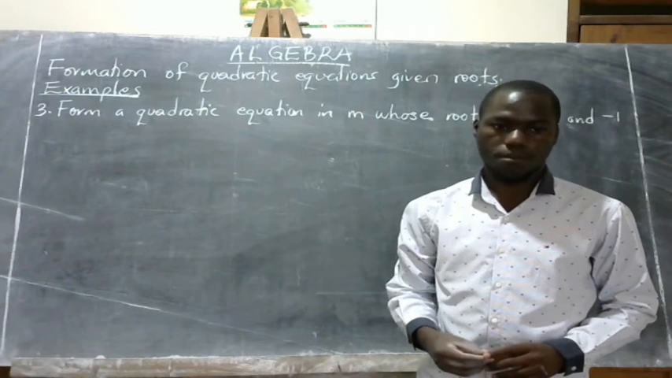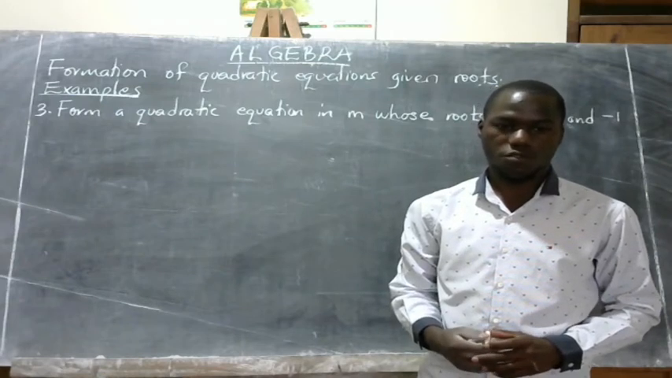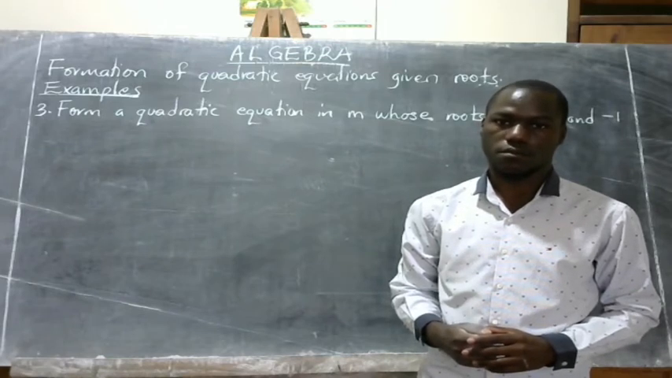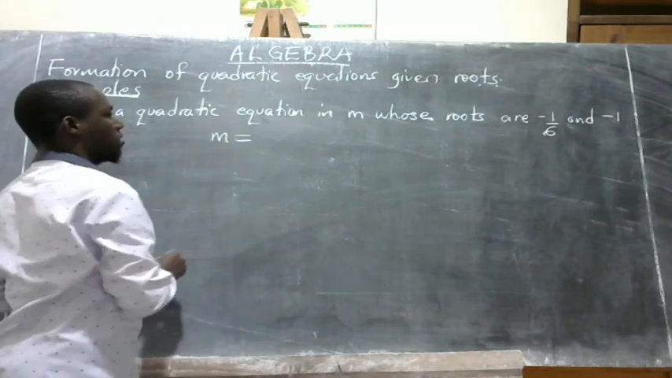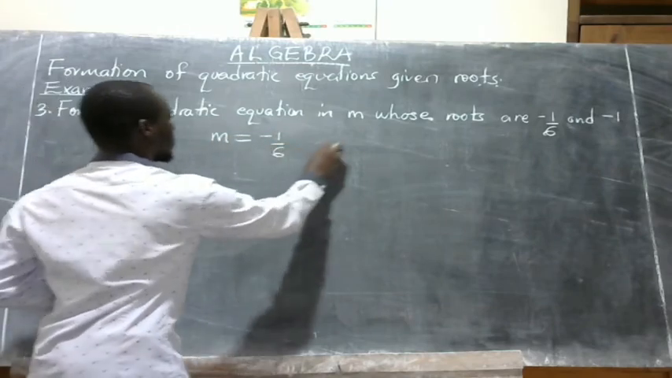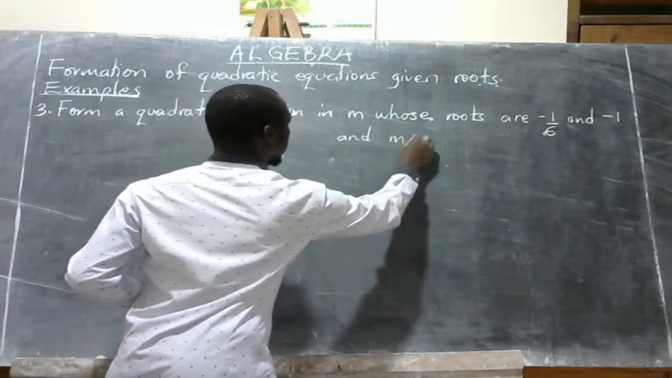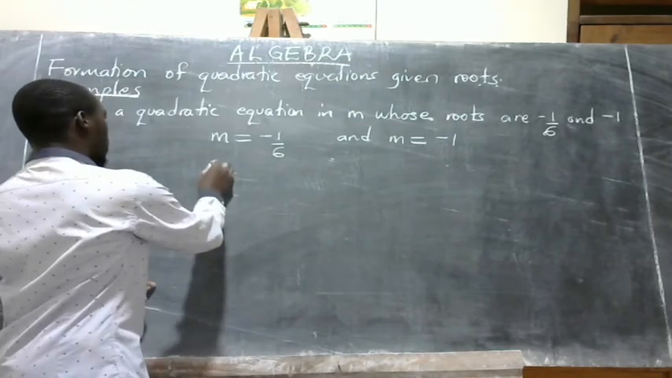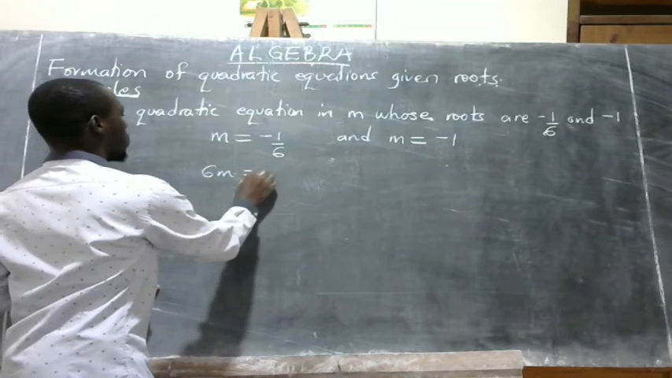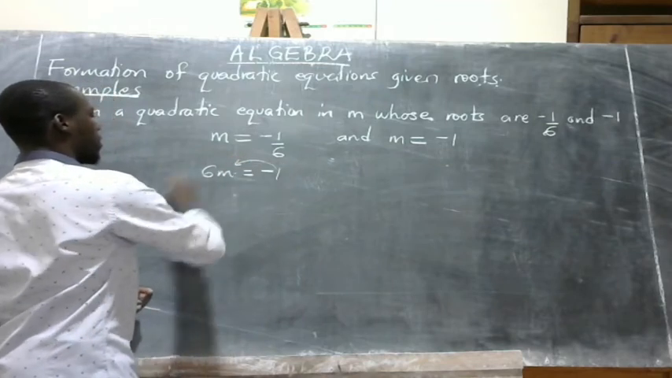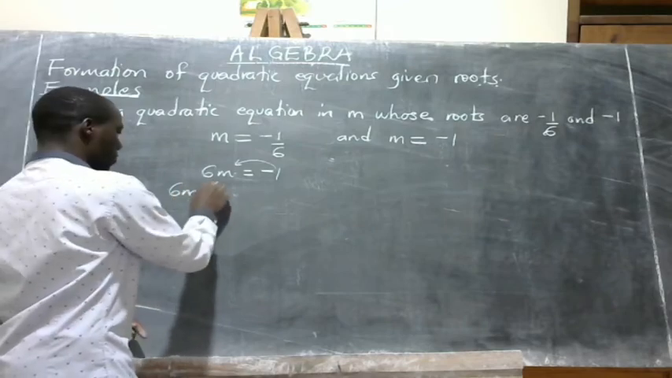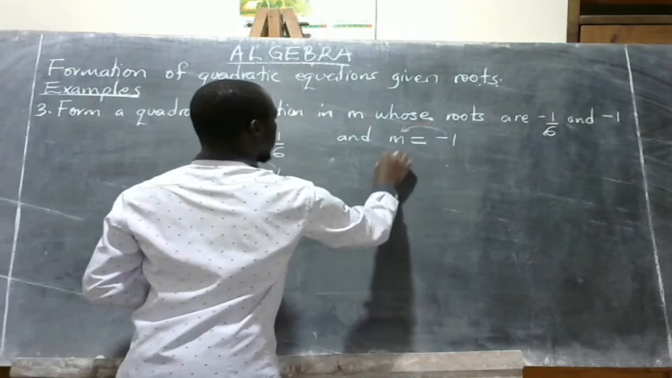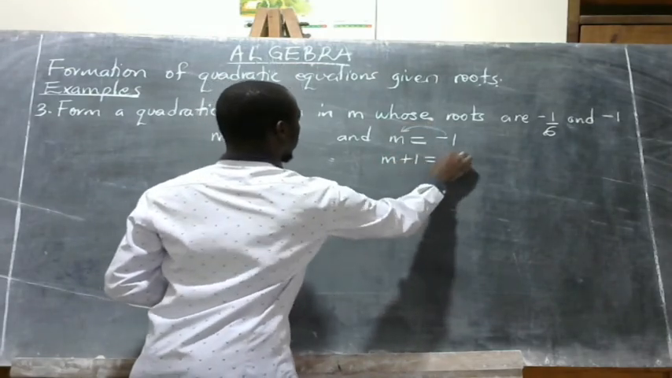Example 3. Form a quadratic equation in m whose roots are negative 1 all over 6 and negative 1. So m is equal to negative 1 all over 6, and another solution is negative 1. Here, first eliminating the fraction by cross multiplying, this is 6m is equal to negative 1. I take the negative 1 the other side, so this is going to be 6m plus 1 is equal to 0. Here, taking the negative 1 the other side, this is going to be m plus 1 is equal to 0.